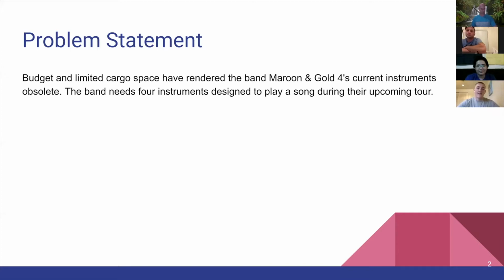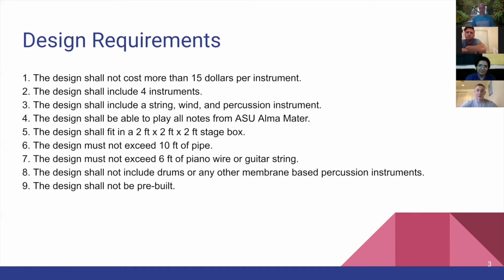Today, we have identified a problem statement. Budget and limited cargo space have rendered the band Maroon and Gold's 4 current instruments obsolete. The band needs 4 instruments designed to play a song during their upcoming tour. Below are some listed design requirements. Some design requirements include cost, instruments, the type of instruments, notes, size, and material. The specific constraints are listed down below on the slide.